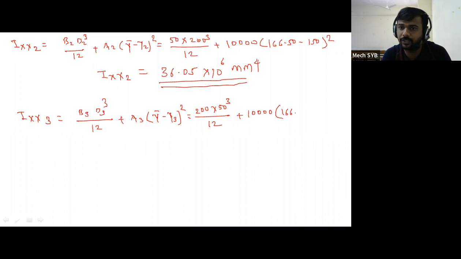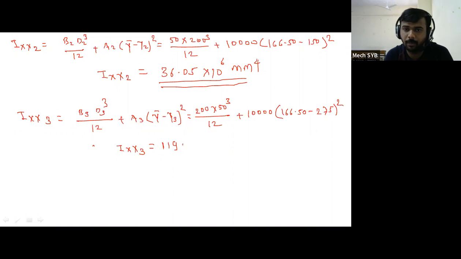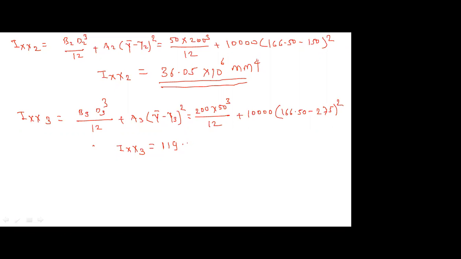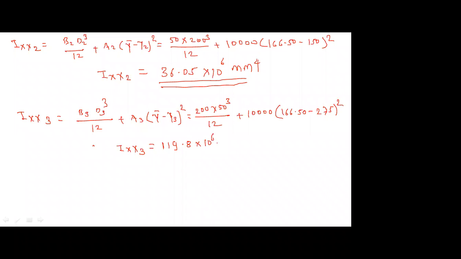Y bar, 166.50 minus y3, is equal to 275, squared. So your Ixx3 value is 119.78 into 10 raised to 6 mm raised to 4. So this is the Ixx3.